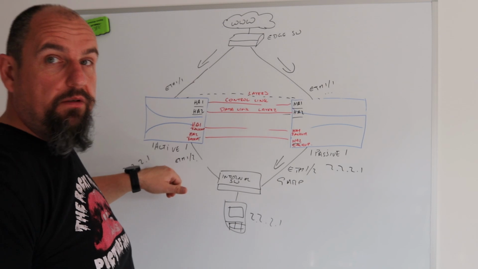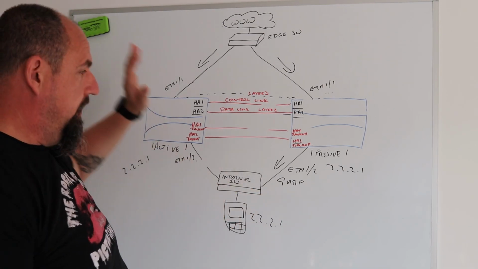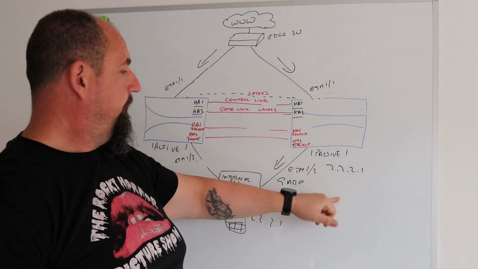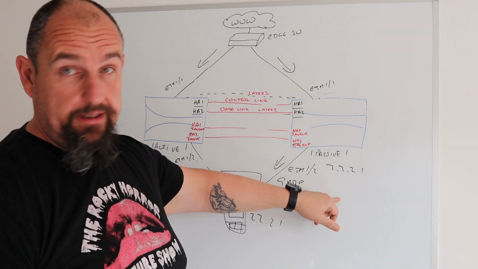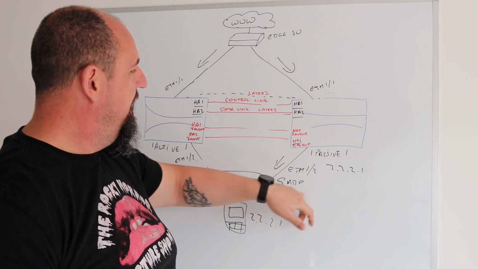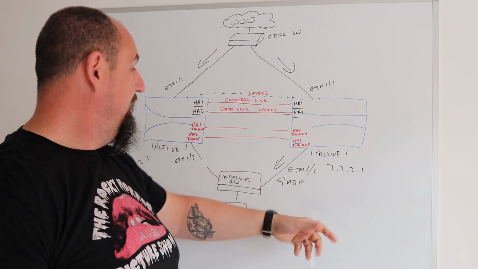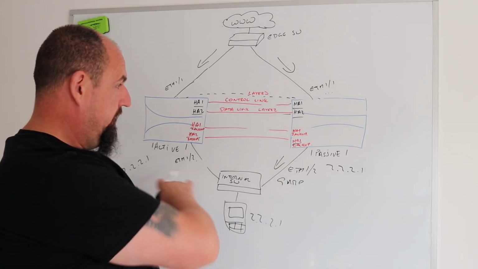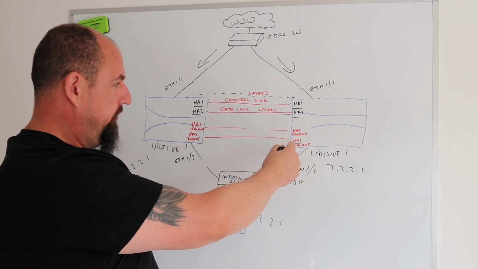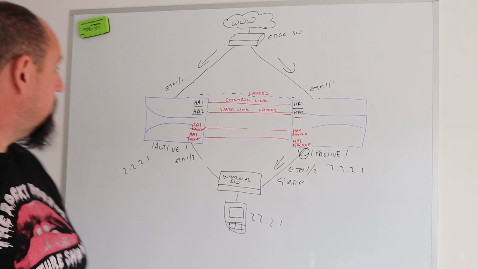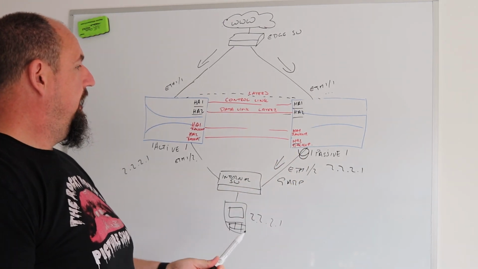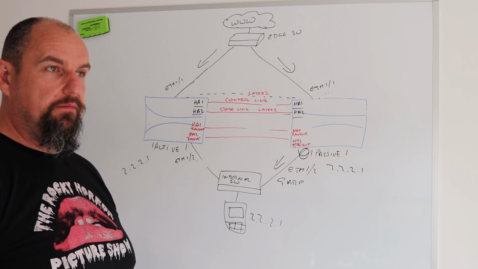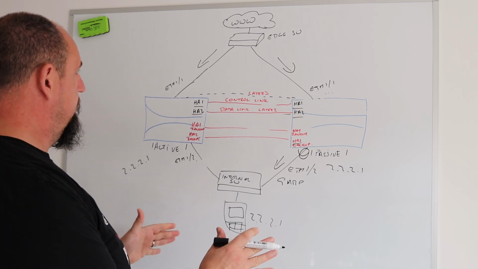Whilst that one's active, it's owned by that firewall, and when that firewall falls over, which doesn't happen in Palo Alto, by the way, when that firewall falls over, this one will take over, telling that switch: okay, that IP address is now at this MAC address here. Okay, so that's active passive. That's pretty much it in a nutshell.